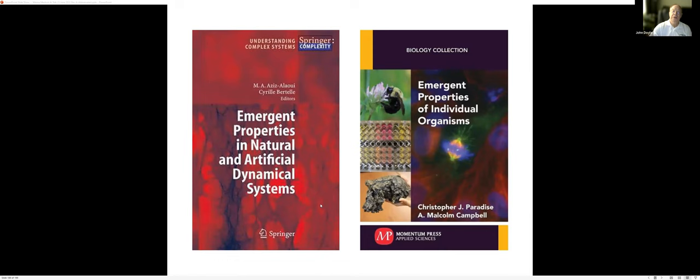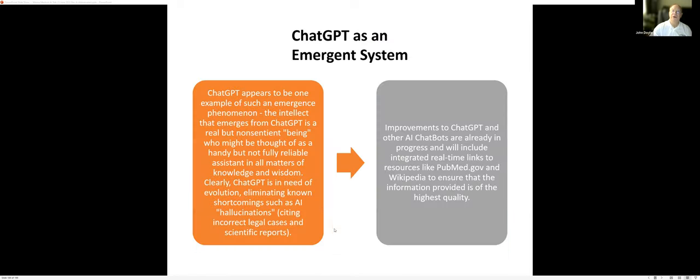Here are two books, one dealing with the physics, one dealing with biology, for those interested in more detail. So ChatGPT appears to be one example of an emergent system. An intellect that emerges from ChatGPT is a real, but I would argue non-sentient being, who might be thought of as a handy but not fully reliable assistant in all matters of knowledge and wisdom.